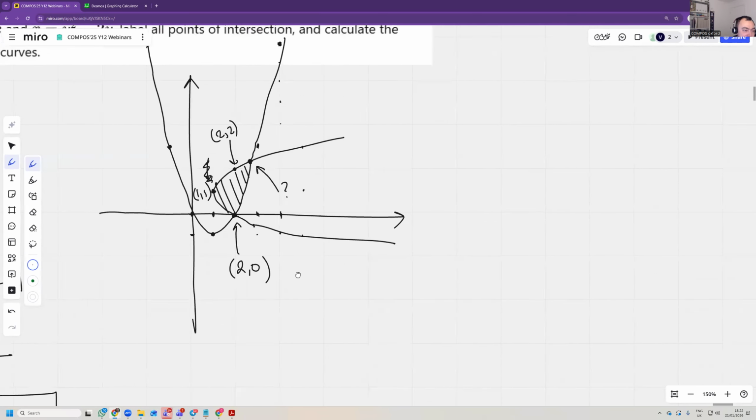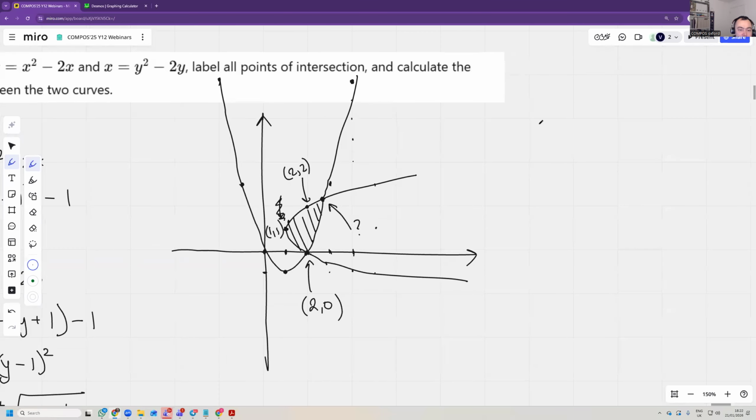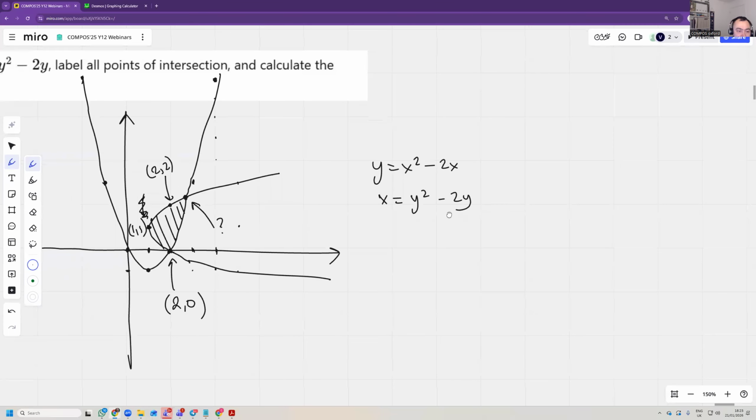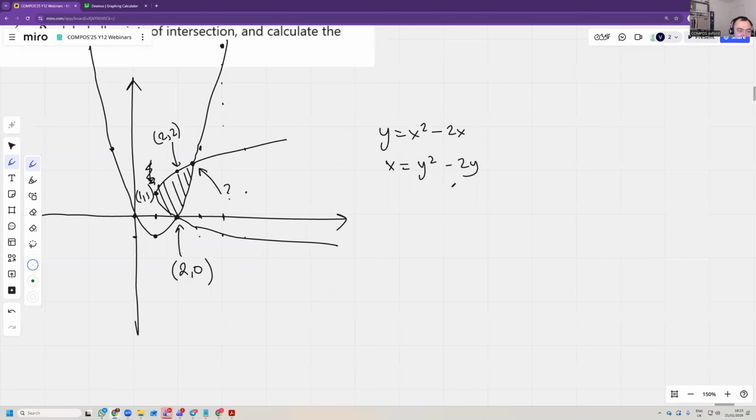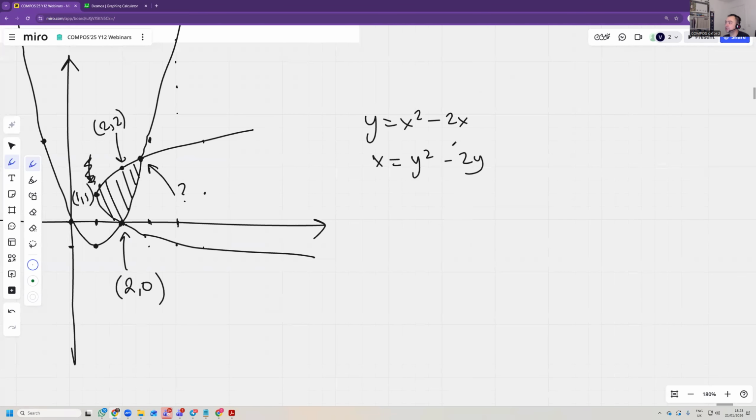So to find this point, we're going to make them equal to each other. So y is equal to x squared minus 2x, and x is equal to y squared minus 2y. Doesn't really matter how you do it, I suppose.